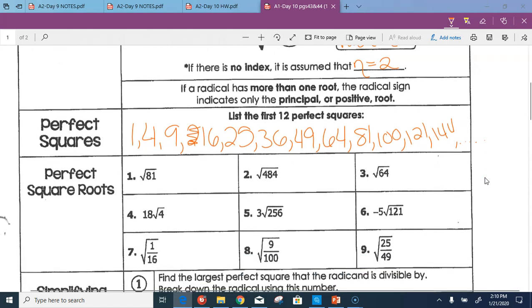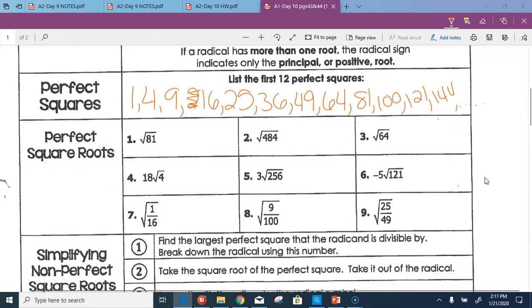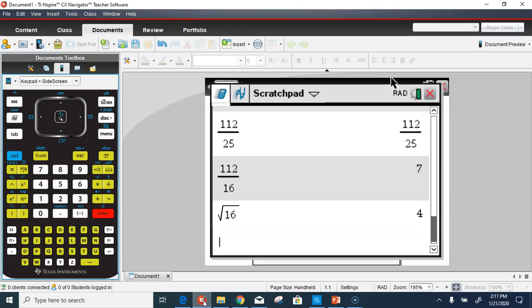For example, number 1, the square root of 81. What number times itself gives you 81? That would be 9 times 9. So 9 is your square root. What's the square root of 484? I notice that 484 isn't on my list, so for this one I'd probably use a calculator.